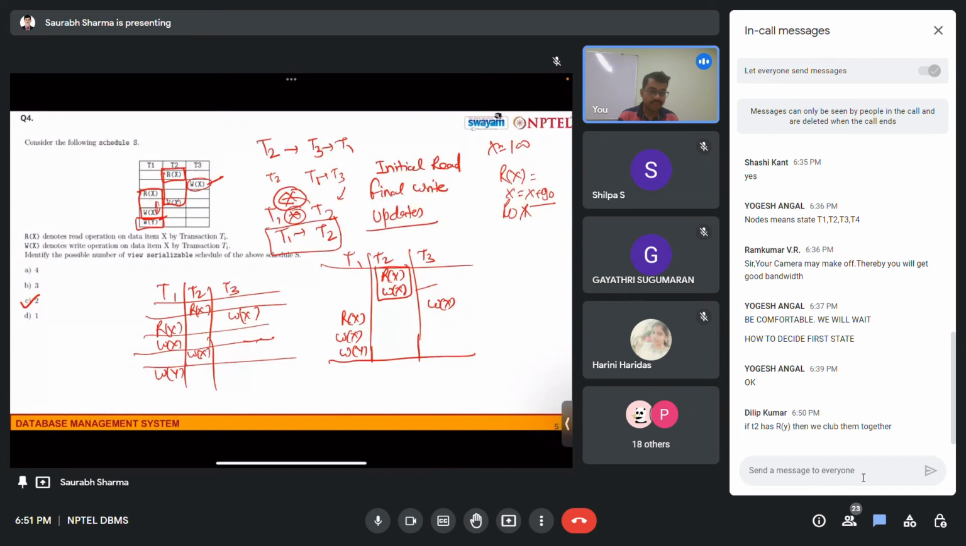If T2 has Ry, then we cannot club them. We can club within the same transaction, just to ensure that one transaction is occurring at a time, and then we allocate the machine to any other transaction.